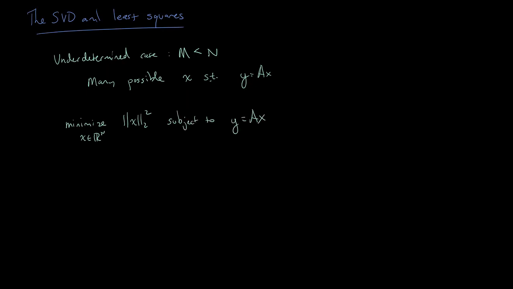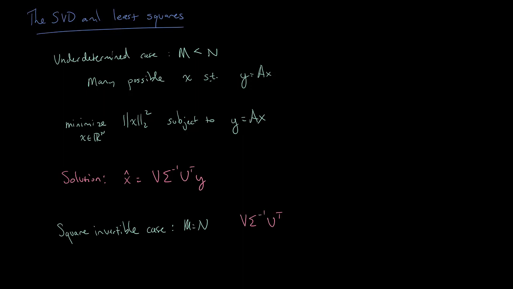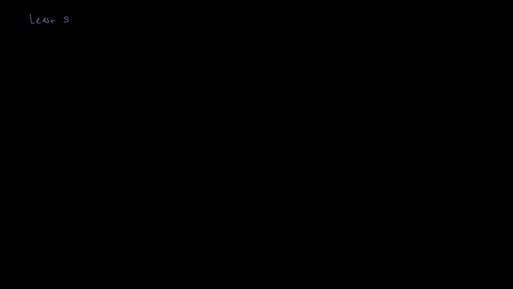It turns out that you can show that the solution to this optimization problem is also given by V times sigma inverse U transpose y. Finally, we can also consider the square invertible case where m is equal to n. And in this case, it's not too hard to show that V times sigma inverse times U transpose is just going to be the inverse of A. So this formula has quite a lot of flexibility. But it also helps provide some insight into how least squares is going to perform in noise.